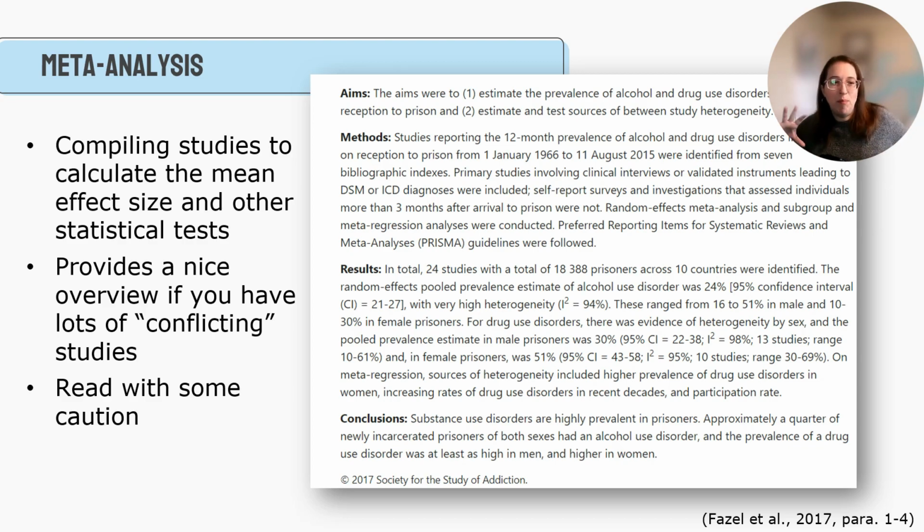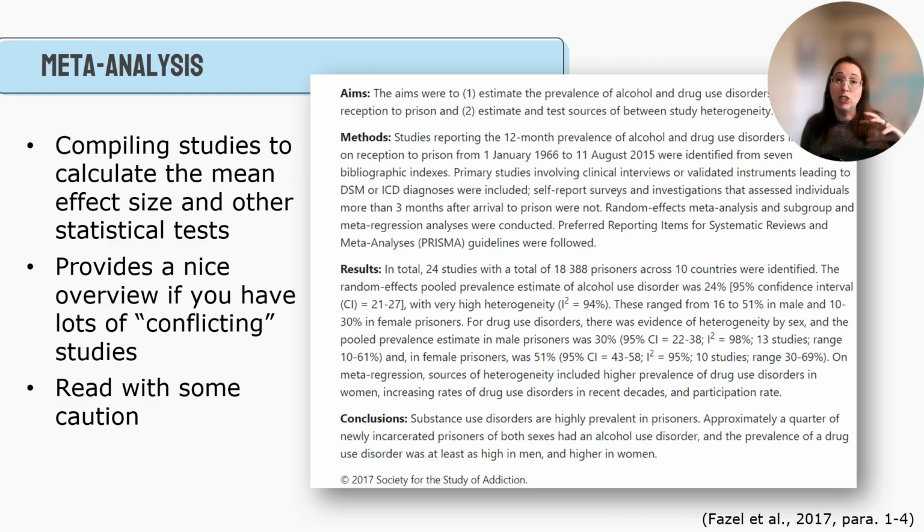Then they pooled all the numbers together, and they came up with a pooled prevalence estimate of 24%. So that meant that with all those studies and all those countries and all those prisoners, they found that the estimate of alcohol use disorder was 24%. Using all this research, they were able to conclude that substance use disorders are highly prevalent in prisoners or those in the prison system. Approximately a quarter of newly incarcerated prisoners of both genders had alcohol use disorder, and the prevalence of drug use disorder was at least as high in men and higher in women.